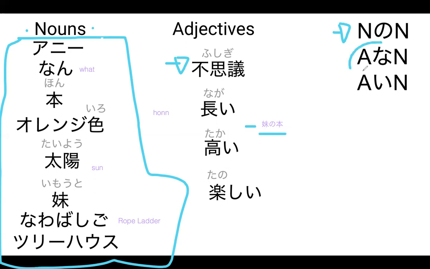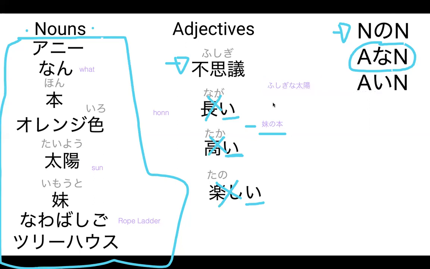Now, could you show me an example of a na adjective with a noun? All right. So, can I go in? Takai na. Takai is actually an e adjective because it ends with e. So, nagai, takai, and tanoshi are all e adjectives. So we only have one na adjective on this list, which is fushigi. So fushigi na taiyo. Nice. Fushigi na taiyo, which is a mysterious sun.